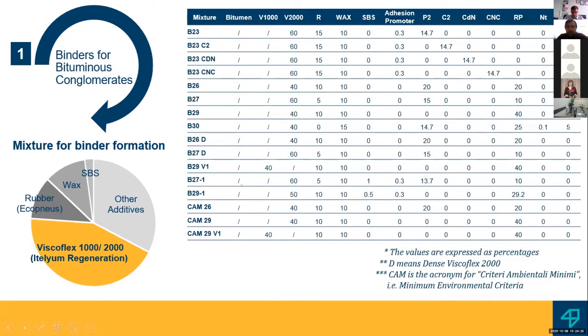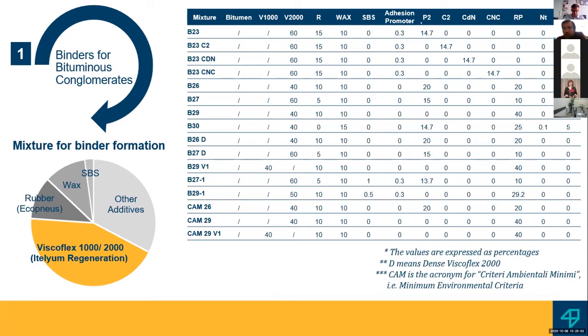Here in the table, you can see the formulations I create using Viscoflex 1000 and Viscoflex 2000. In particular, Viscoflex 2000 I use principally. The R stands for rubber, and these are the percentages I used. Okay, waxes are these. The SBS polymer, as you can see, is used only in these two formulations.